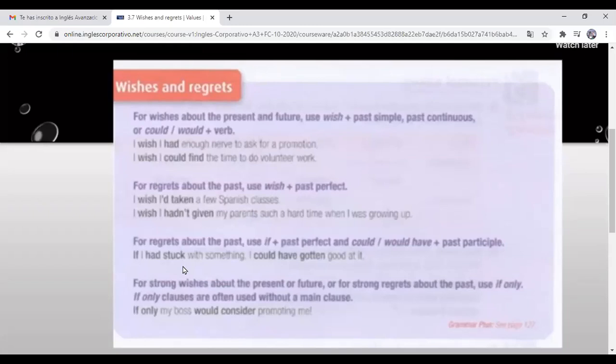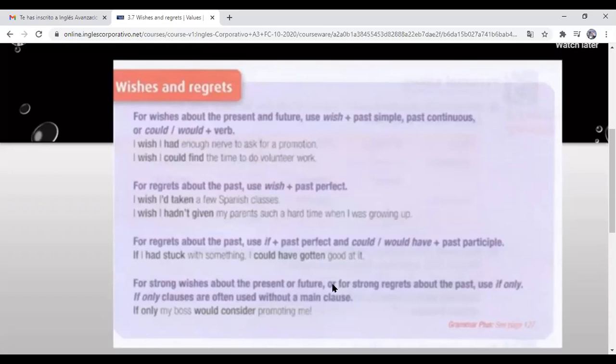How do you say, si yo hubiera estudiado más? I wish I had studied. If I had studied more, hubiera graduado en menos tiempo. I would have graduated in less time. Excellent. If I had studied more, I would have graduated in less time. So that's a regret about the past. When you say, if I had studied more, the message is that the person did not study much, and then he or she is seeing the results.